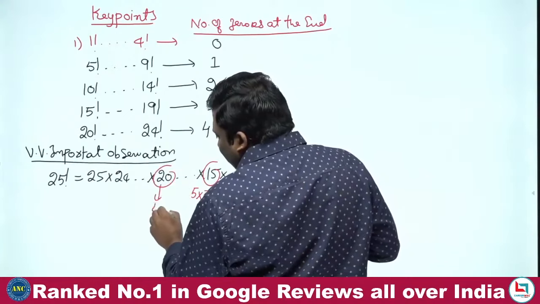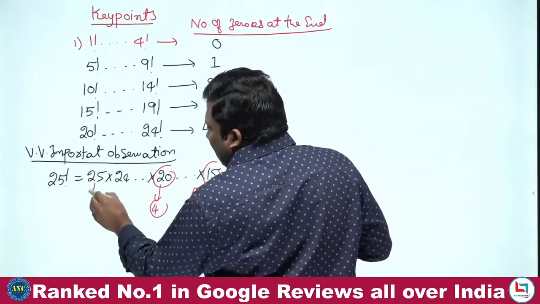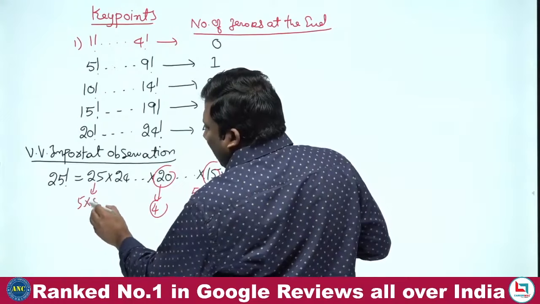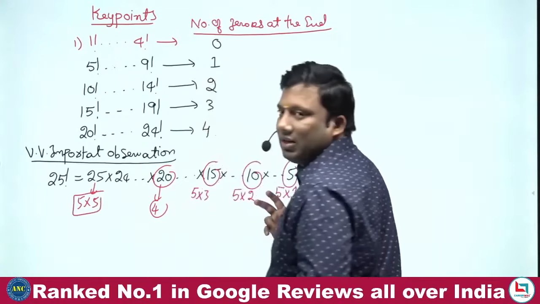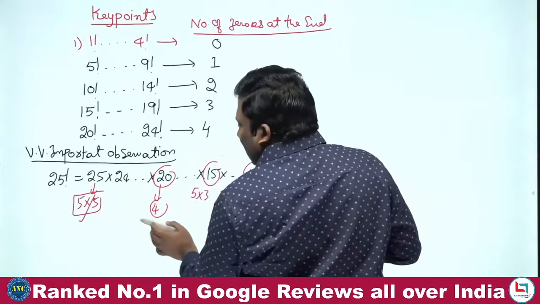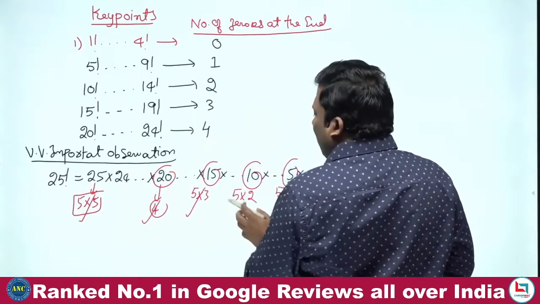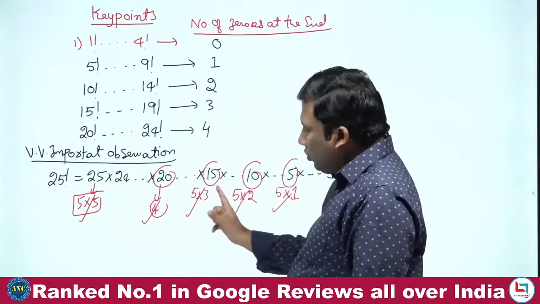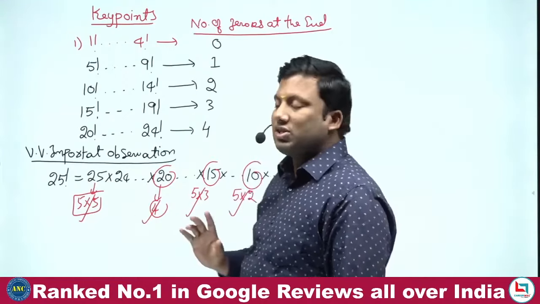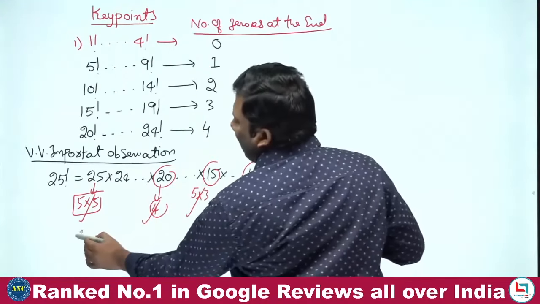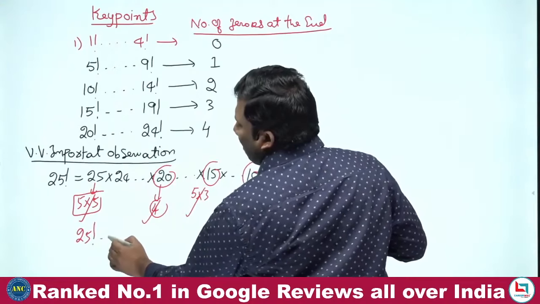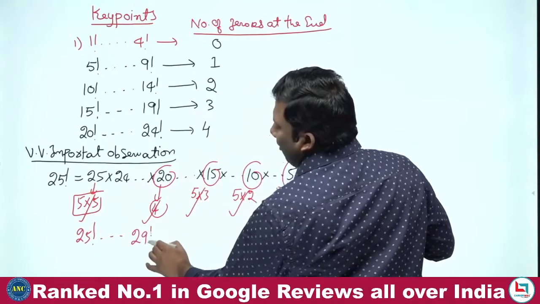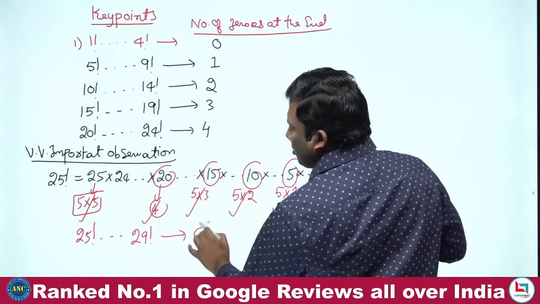20, 5 fours are 20. Here it is 5 into 5, so here 2 powers of 5 are there. Here 1 power of 5, 1 power of 5, 1 power of 5, 1 power of 5. How many did we get? 1, 2, 3, 4. 4 plus 2, 6. How many zeros will we get from 25 factorial till 29 factorial? How many zeros did I get?